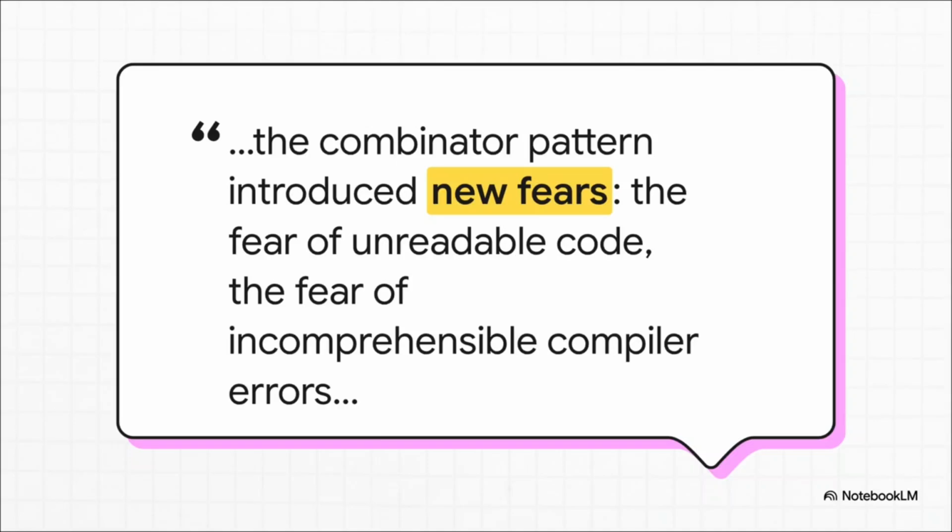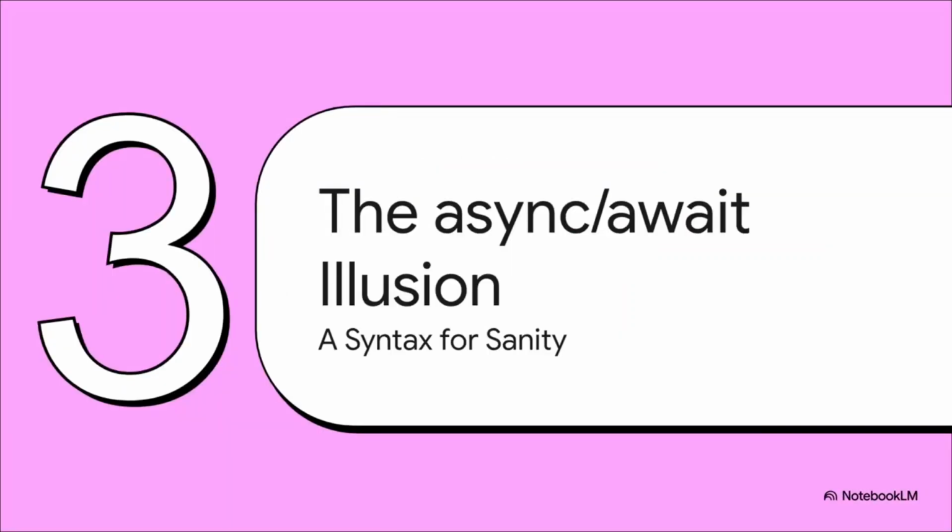Rust's big promise was fearless concurrency, because its famous borrow checker got rid of memory bugs. But this new combinator pattern just introduced a whole new set of fears. The compiler errors were terrifyingly cryptic, and the code itself was a disaster. So Rust had a solution that was fast, but it was just awful to use. But that pain, that ergonomic disaster, forced a multi-year effort that led to a genuine breakthrough.